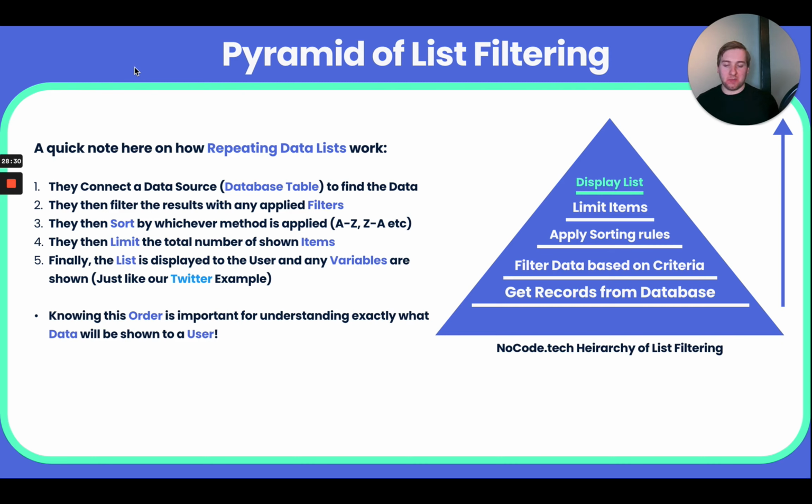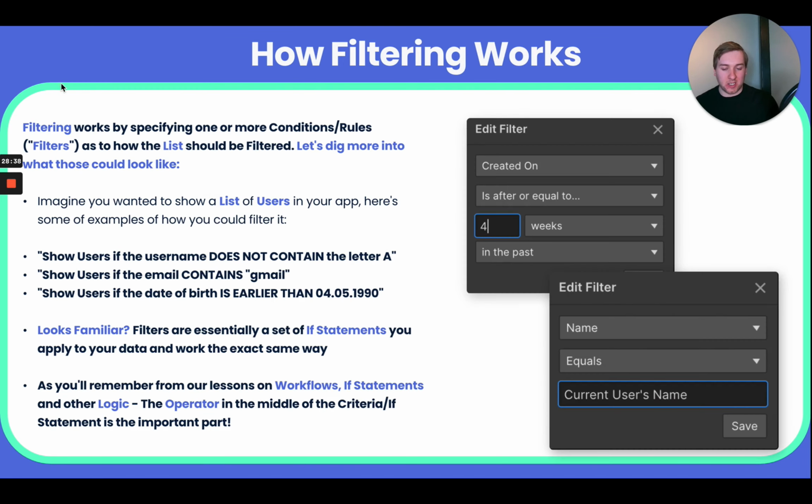So it's just a really good thing to know, so that you can figure out any issues with your list, because the first thing that I do if a list is not working is I try and look at the filter, sort and limit and go, why is it not showing me the right data? What's wrong there? What can I fix?